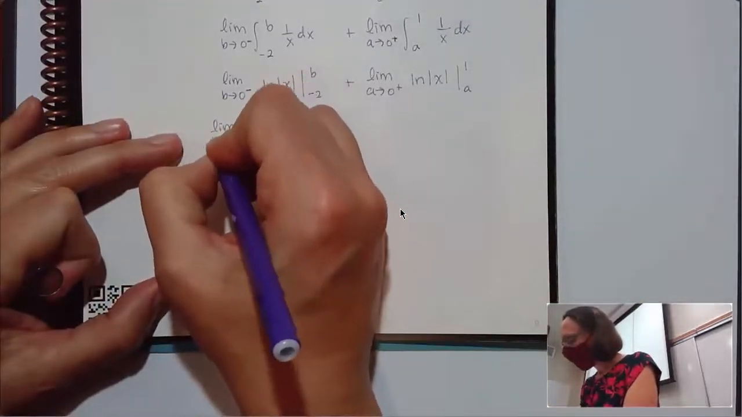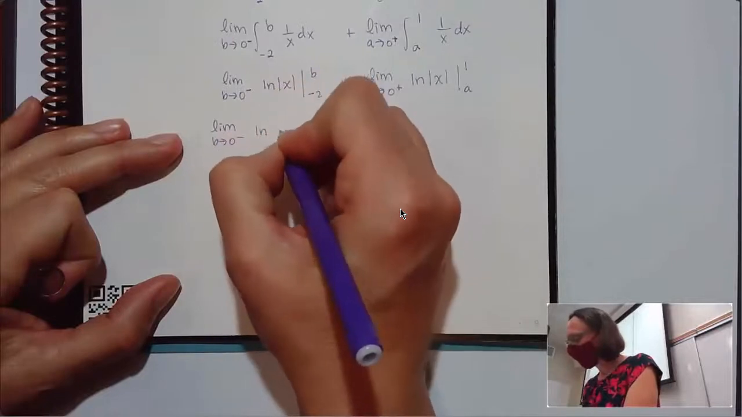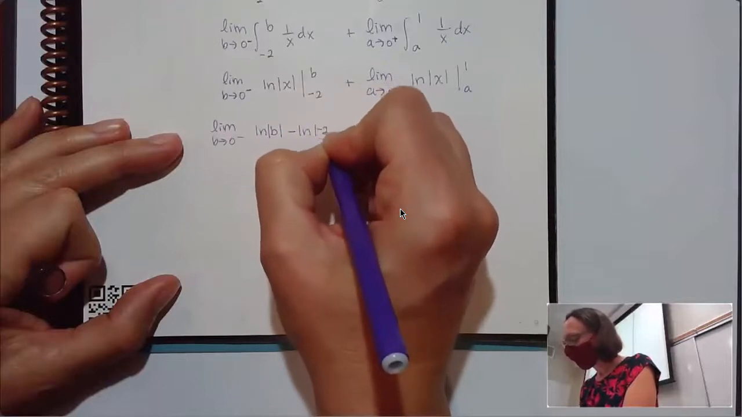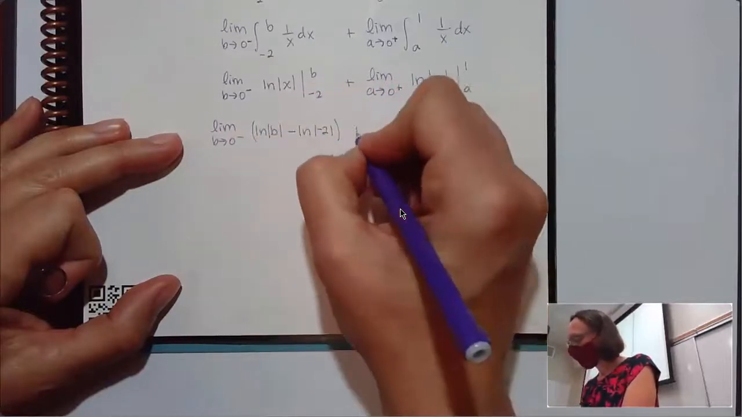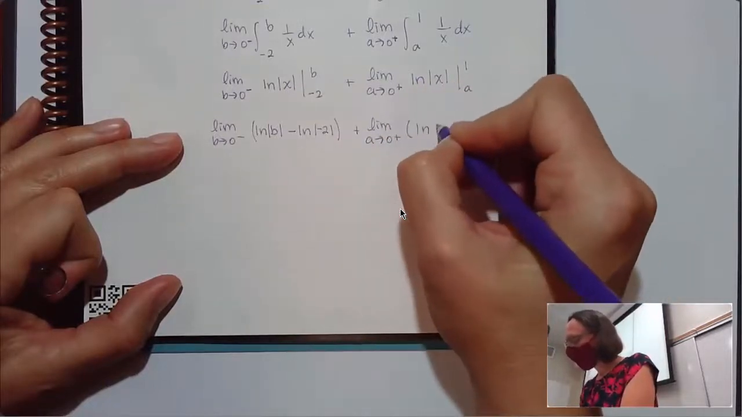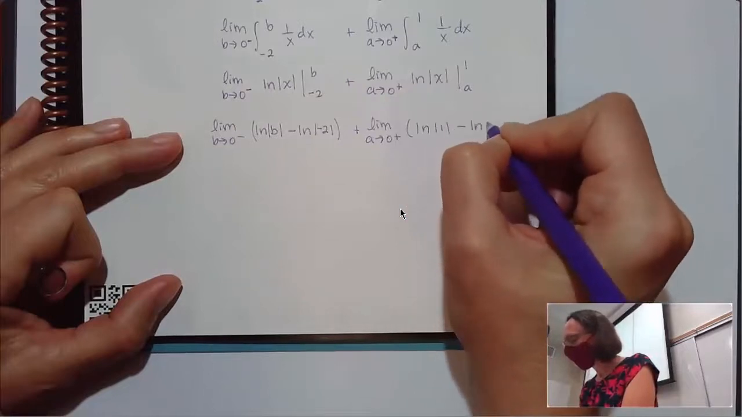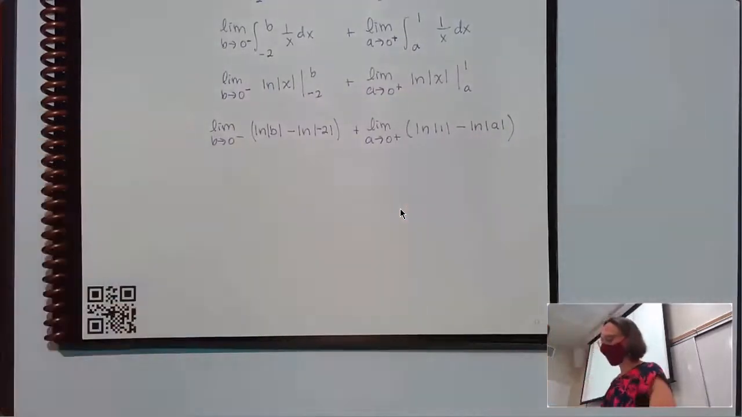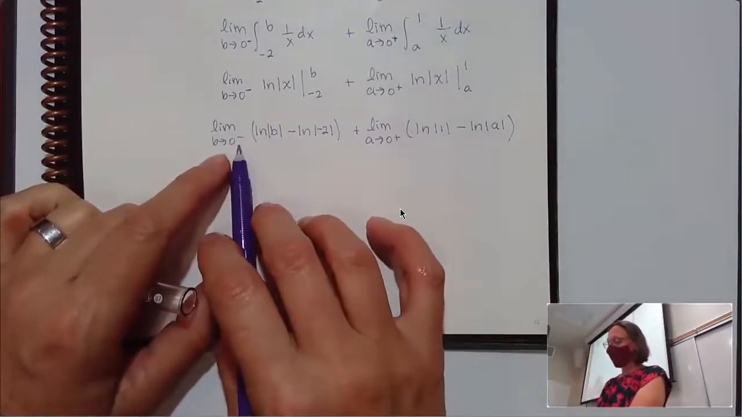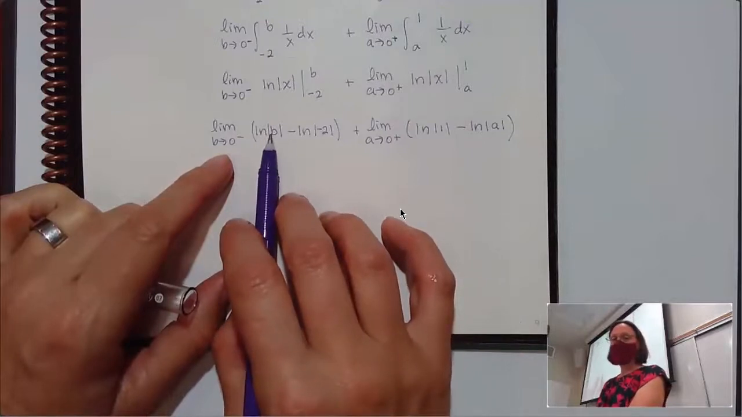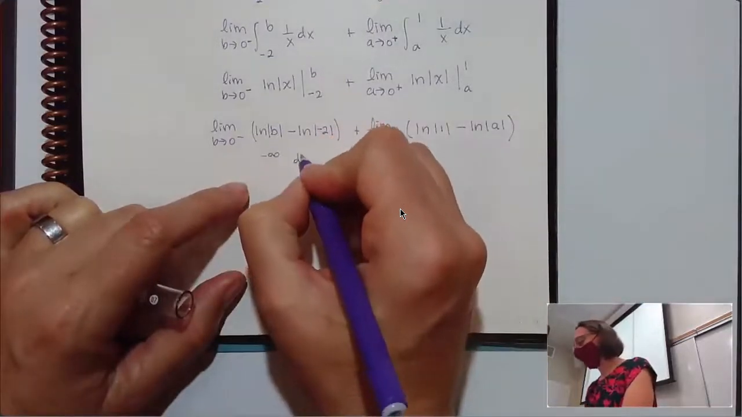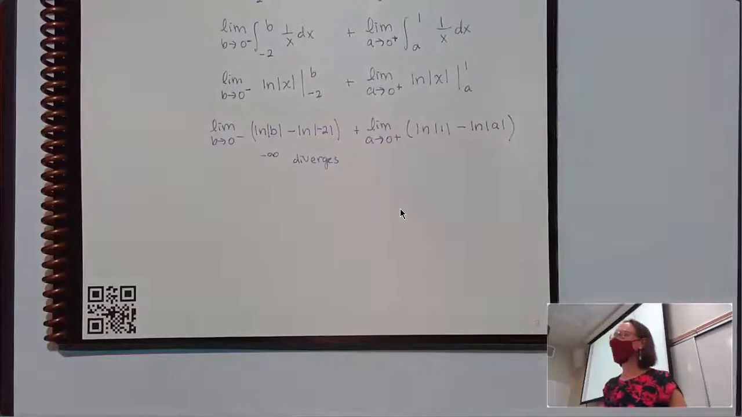So I've got a limit as b approaches 0 from the left. We're going to have ln of b minus ln absolute value of -2. And over here, our other limit as a approaches 0 from the right, ln 1 minus ln a. As I approach 0 for natural log, ln of 0 heads to -infinity, and I'm actually done. This diverges. Cool.